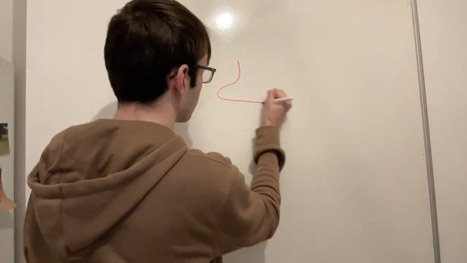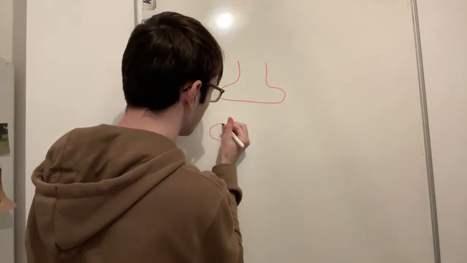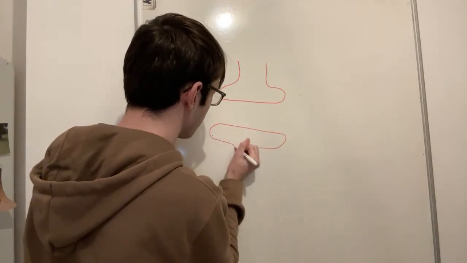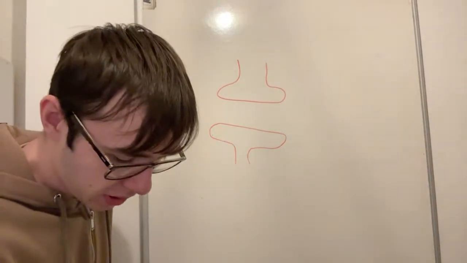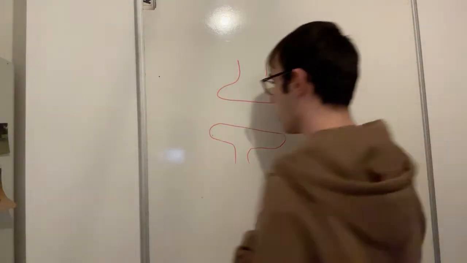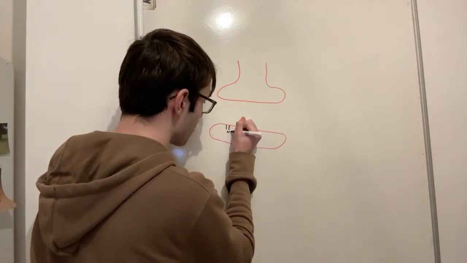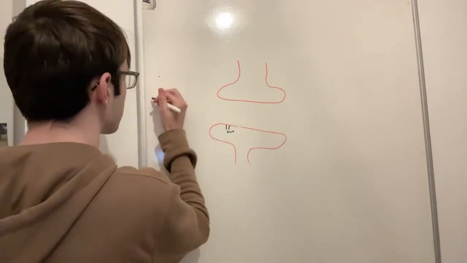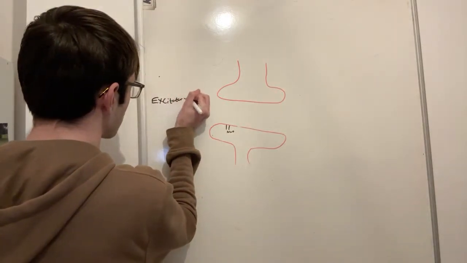So, first things first is the synapse, which I can never draw right. That's something like this, okay? We need to know the parts, and we need to be able to label this properly. Firstly, we're going to assume that this is an excitatory synapse.